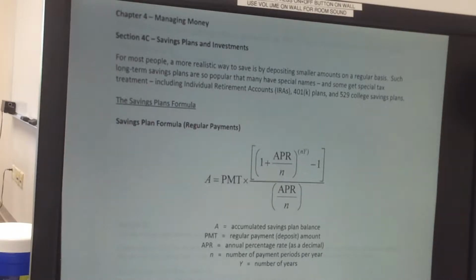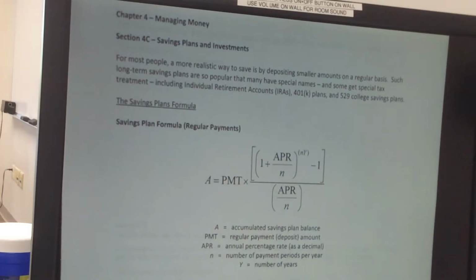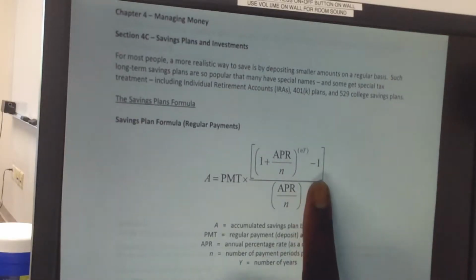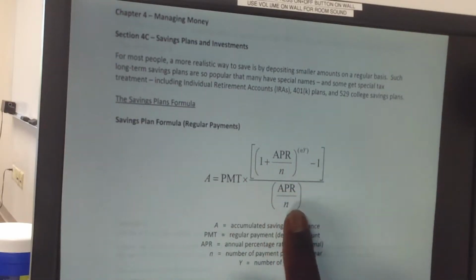Now, the formula that we'll be using here is the savings plan formula if you're making regular payments. And that's going to be A is equal to PMT multiplied by the quantity 1 plus APR divided by N, raised to the N times Y, and then minus 1. That whole thing will be divided by APR divided by N.